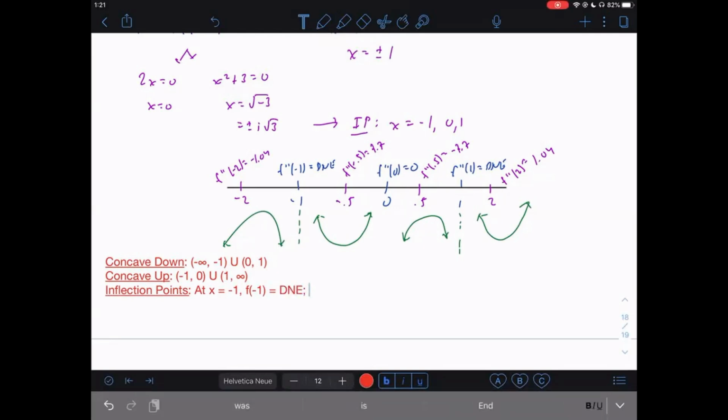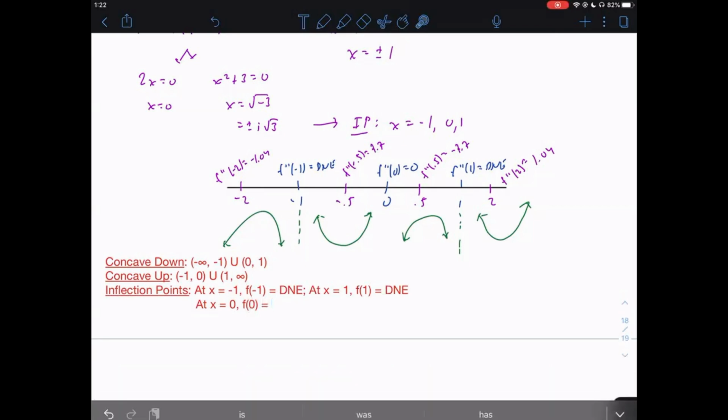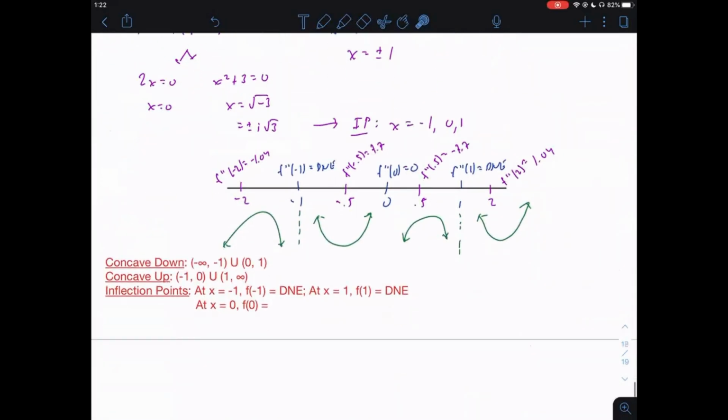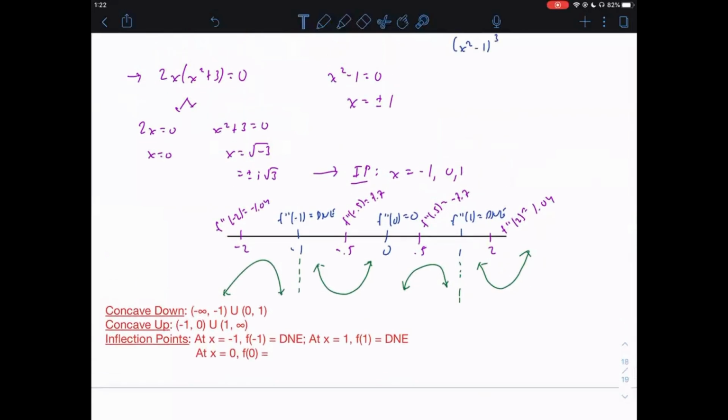Similar case if we try to plug in +1. If we plug +1 into the original function, it will also not exist. But if we plug in 0, which was our third inflection point, into the original function, which again was x divided by x squared minus 1, it's going to give us 0. So we have only one inflection point here.